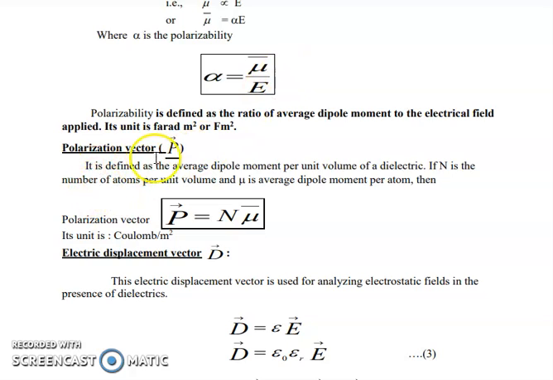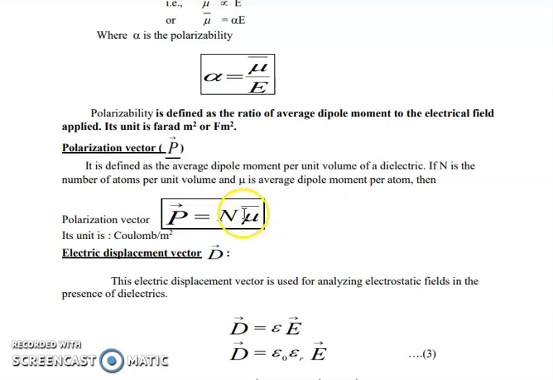Next definition is polarization vector. Since it is a vector, we have marked the direction. Polarization is given by the symbol P. Let n be the number of atoms per unit volume of the dielectric. Let mu be the average dipole moment per atom. Then the polarization is nothing but n multiplied by mu, that is, average dipole moment per unit volume of the dielectric. The unit of polarization is coulomb per meter square.